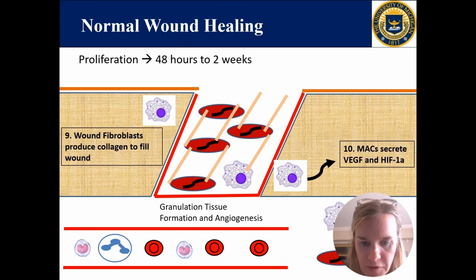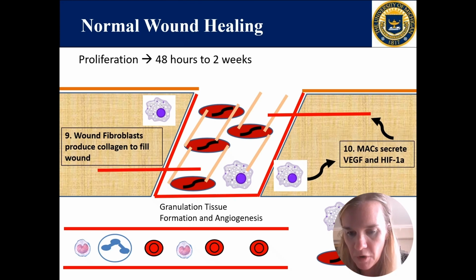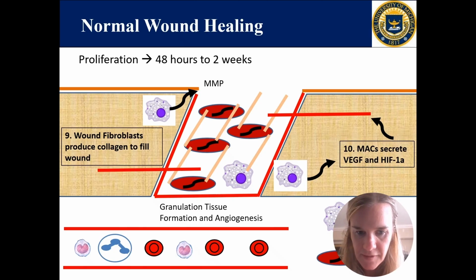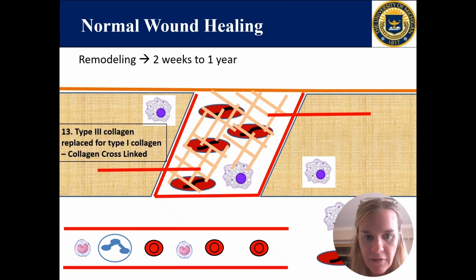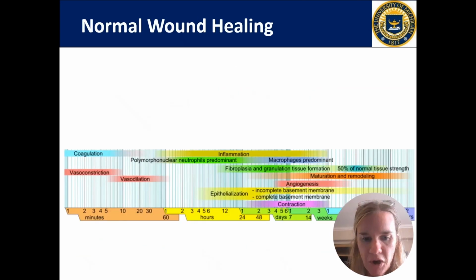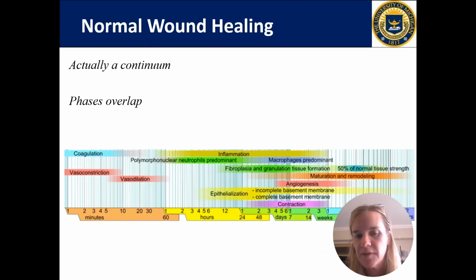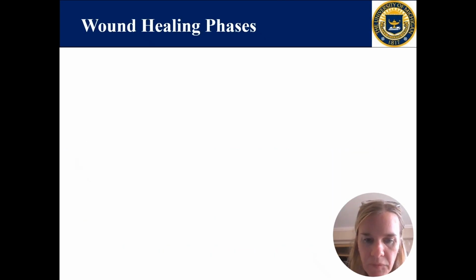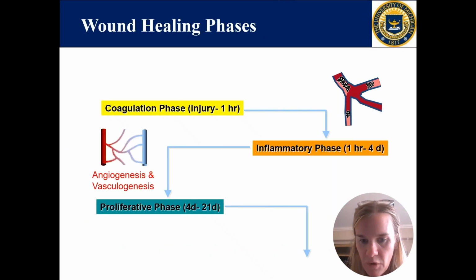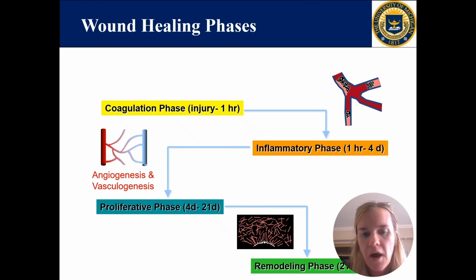The fibroblasts start to produce collagen. Again, you have more VEGF and HIF-1 alpha in this phase. And then the granulation tissue eventually fills the wound. This is followed by the remodeling phase, where the type 3 collagen gets replaced by type 1 collagen, and some cross-linking occurs. So in normal wound healing, this is a continuum. It happens through these different phases where these different cell types play key roles, but again, it moves along this continuum. These are the four main phases that I just talked about.